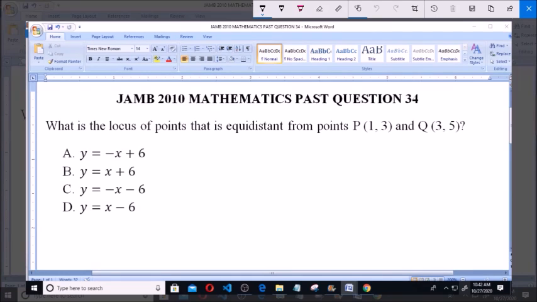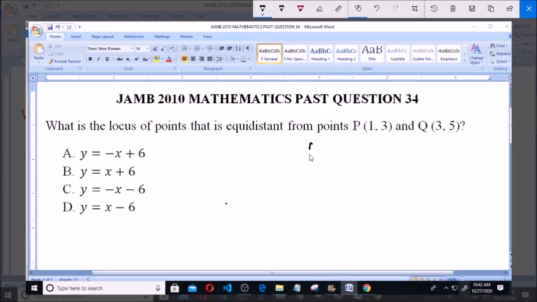I will be answering JAMB 2010 Mathematics Past Question 34. What is the locus of points that is equidistant from points P (1,3) and Q (3,5)? A, y is equal to minus x plus 6. B, y is equal to x plus 6. C, y is equal to minus x minus 6. And D, y is equal to x minus 6.